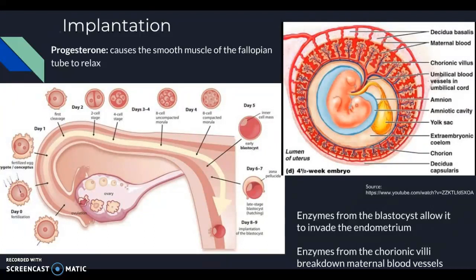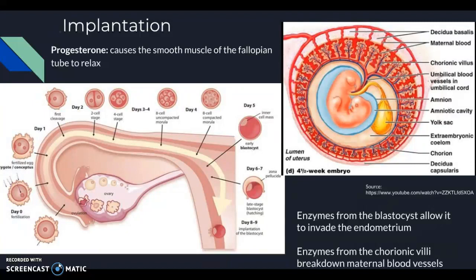Progesterone also causes the smooth muscle of the fallopian tube to relax, and this allows for the slow progress of the fertilized egg down the fallopian tube and into the uterus. This allows it to continue dividing as it moves into the uterus. Progesterone also plays a role in the thickening of the cervical mucus, which prevents bacteria as well as any foreign material from entering the uterus.